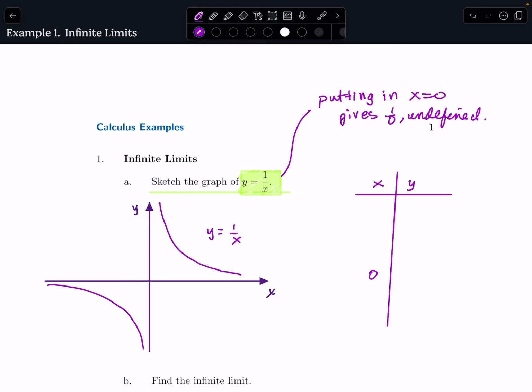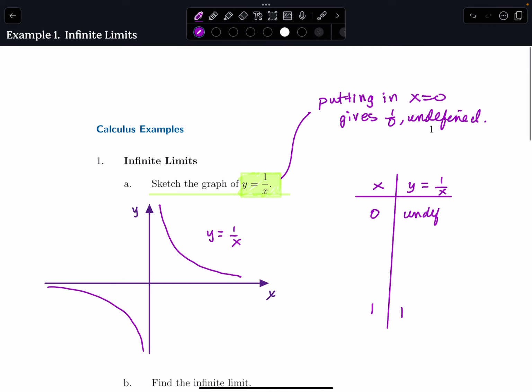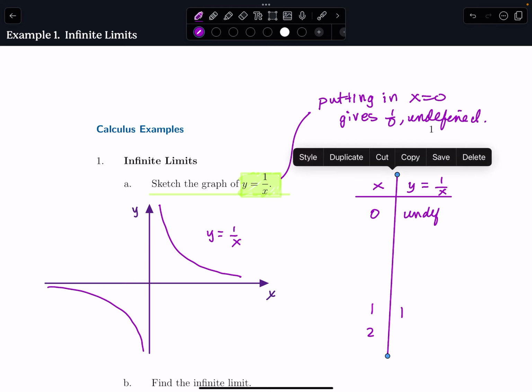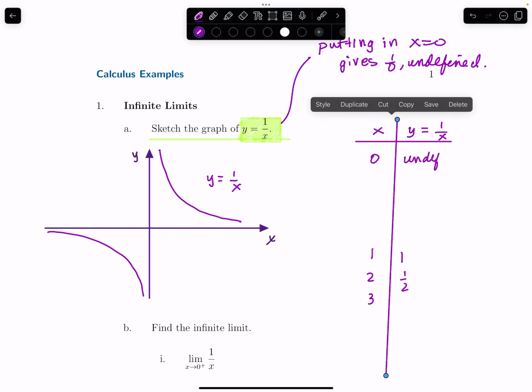Okay, I'm going to plot some points here. Let's make a little table. When x is 0, it's undefined. Let's move on then. Let's put 1 down here. Now y equals 1 over x is a reciprocal function. So the reciprocal of 1 is 1. And let's put 2 down here. The reciprocal of 2 is 1/2. The reciprocal of 3 is 1/3.